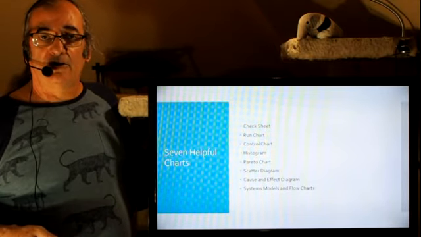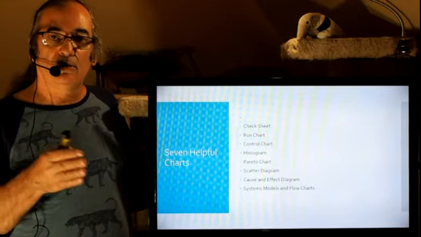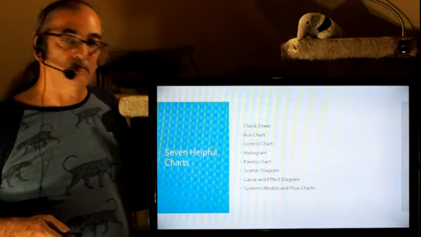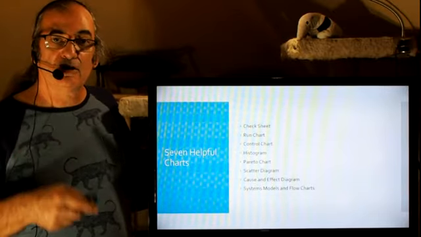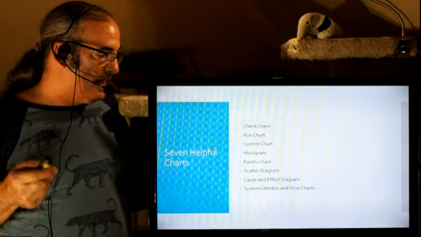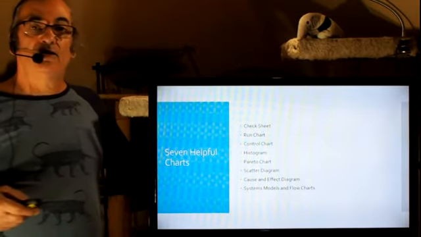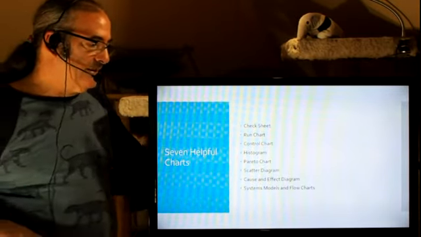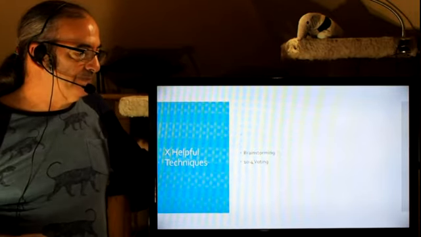What else we got? Histogram. We're familiar with those. Teachers love to use histograms, you know, to look at, for example, grade frequencies. Pareto charts we've already experimented with, as you saw. Scatter diagram: test the relationship between 2 variables. Cause and effect diagram, let me get to that here in a little bit, and then systems model and flow charts will wind it up with that.